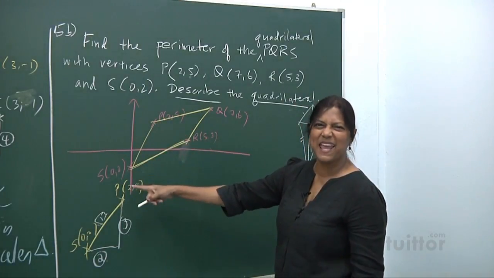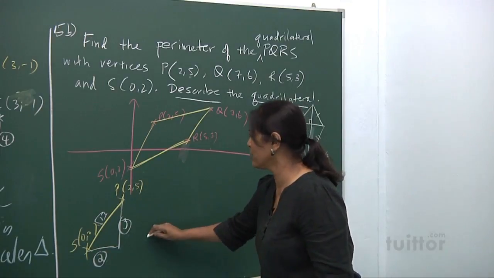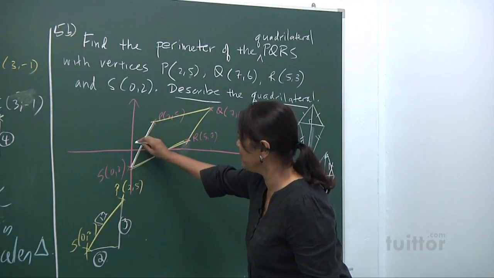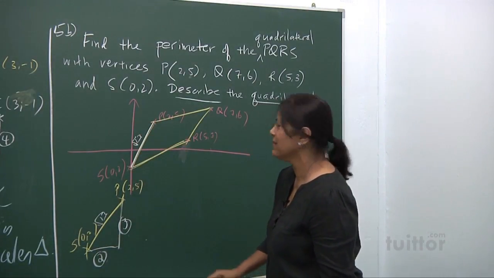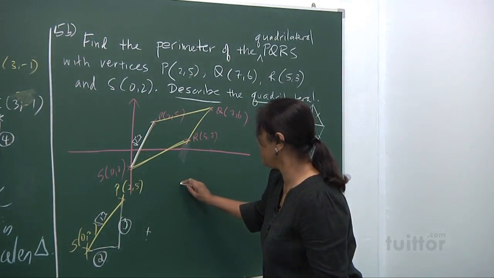Now once we did PS, I'm just anxious to know what's QR. Let's draw QR. But we write here, your length is square root 13. Let's find out what is RQ.